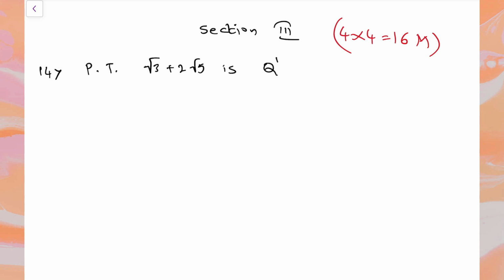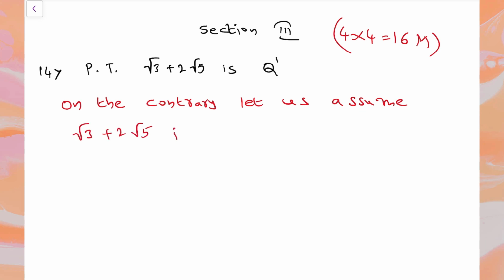Let us check then how to solve this. First question. Prove that root 3 plus 2 root 5 is an irrational number. Whenever it is asking this kind of question, there will be some sentences at the start of the answer itself. So those sentences are compulsory. On the contrary, let us assume root 3 plus 2 root 5 is rational.